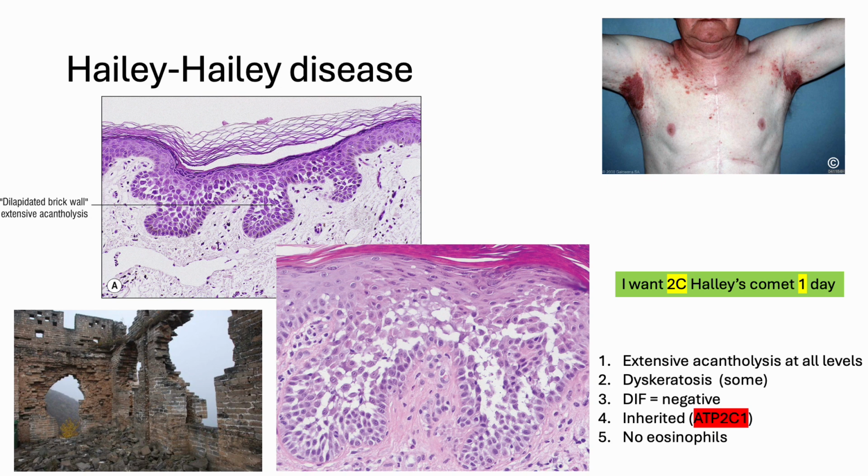Another feature I did not put here is that usually there is a separation, then there will be some proliferation of the epidermis. So sometimes you can see pseudoepitheliomatous hyperplasia. That is something you can see in Hailey-Hailey disease. And some people think it's hard to remember the 2C1 and the 2A2. I have already told you that for Darier disease, I use the 3 Ds. And for Hailey-Hailey, people invented this: I want to see Halley's comet one day. So 2C1 is Hailey-Hailey disease, right?